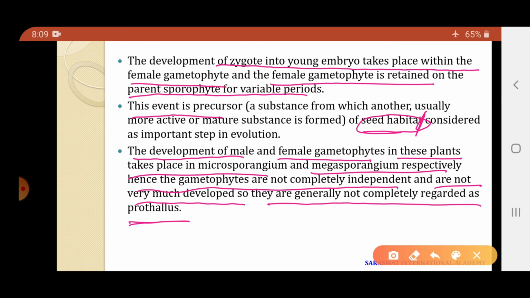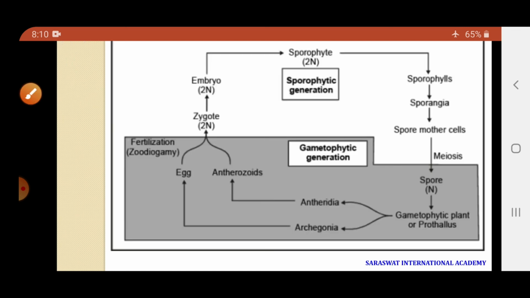pteridophytes है उसमें जो मेल एंड फीमेल गैमेटोफाइट है वो किस में डेवलप होते हैं? माइक्रोस्पोरेंजियम एंड मेगास्पोरेंजियम के अंदर. यानी जो गैमेटोफाइट है वो इंडिपेंडेंट नहीं है, वो किस में डेवलप होते हैं? किसके अंदर? इनटू द स्पोरेंजिया. एंड देयरफॉर दे आर नॉट कंसिडर्ड एज अ प्रोथेलस. प्रोथेलस क्या है? जो होमोस्पोर्स कंडीशन में स्पोर्स खुद अपना डेवलपमेंट सॉइल में अपने आप करते हैं, जबकि यहाँ पे कहाँ पे होता है? स्पोरेंजियम के अंदर.